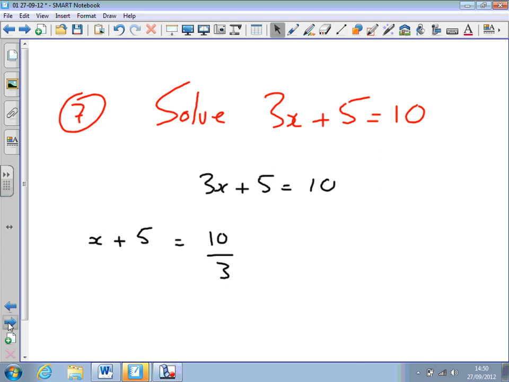No, I did it in 2 goes, because I put x on one side, so I had 10 minus 5 over 3, which then will be 5 over 3. So what's the first thing you do? Subtract 5, not divide by 3, subtract 5, right. Subtract 5 from both sides, then divide by 3.